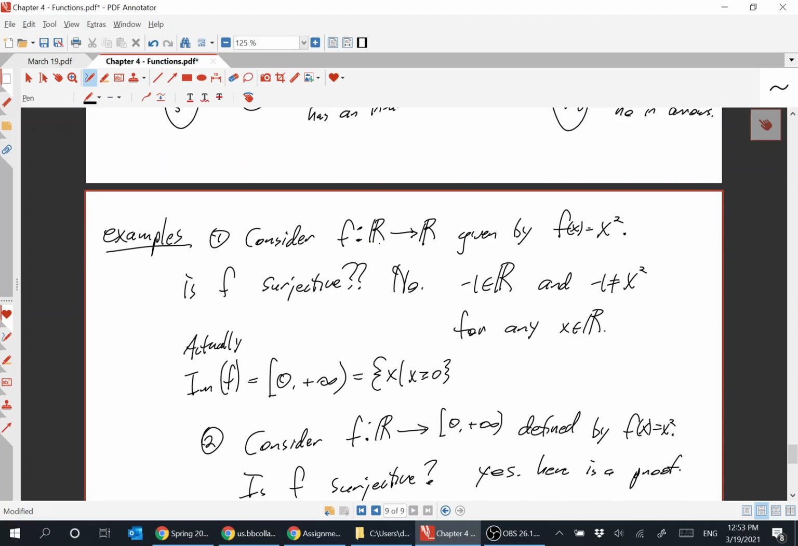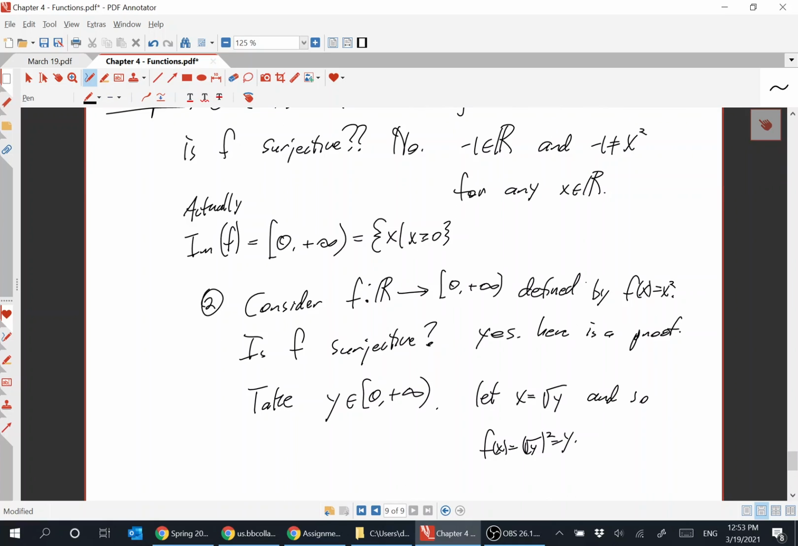All right, so consider f from R to R, given by f(x) equals x squared. Is f surjective? The answer is no. Negative 1 is a real number, and negative 1 is not equal to x squared for any real number x. So there is a y in the range such that for every x in the domain, x does not go to that range element.